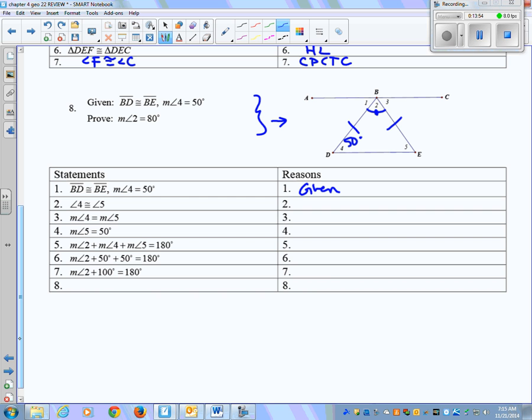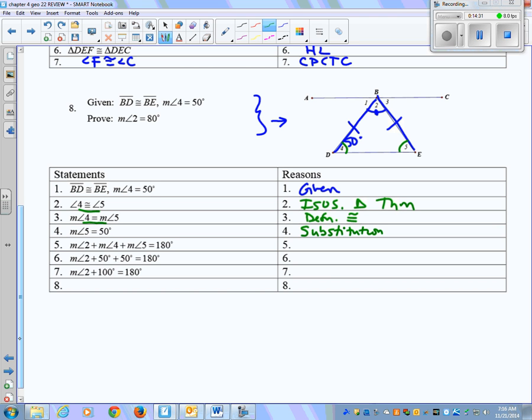That's given. Angle 4 is congruent to angle 5. Well, if these two sides are congruent, then automatically we have an isosceles triangle, and we have to mark the opposite angles congruent. So 4 is congruent to 5 by the isosceles triangle theorem. Then their measures are equal by the definition of congruent. Remember, anytime we go from angles being congruent to equal or equal to congruent, that's going to be definition of congruent.